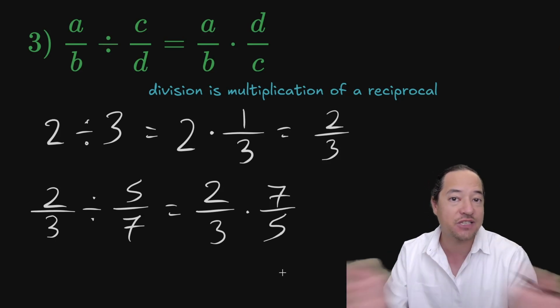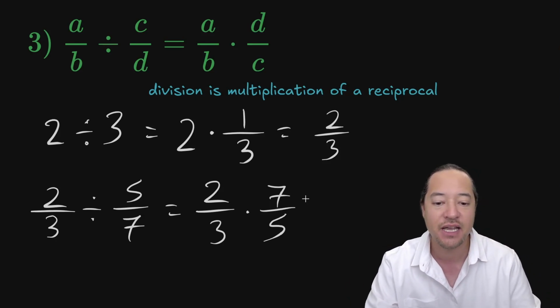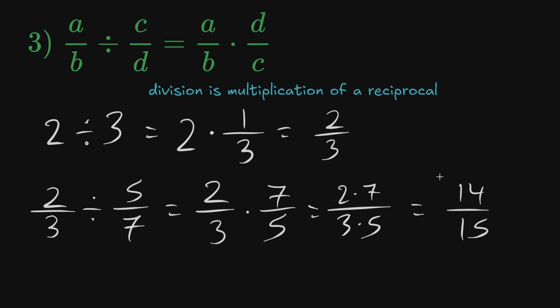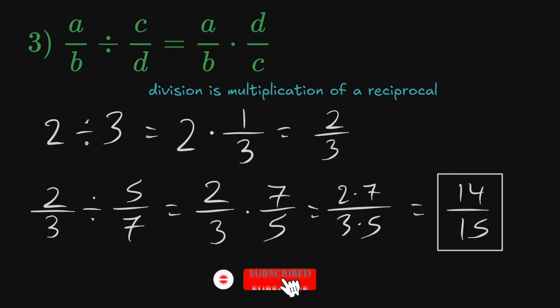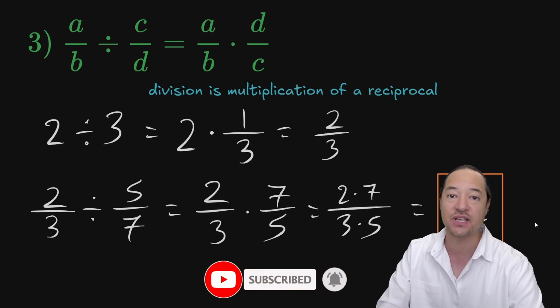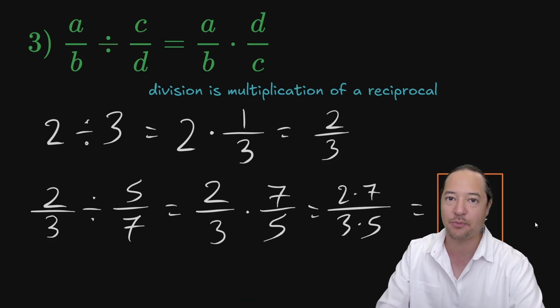And now it's just multiplication. We know how to do this. This is going to equal 2 times 7 on the top and 3 times 5 in the denominator. So we're just going to get 14 15ths. There we go. Perfect. We know how to divide fractions. Let's look at the fourth property.